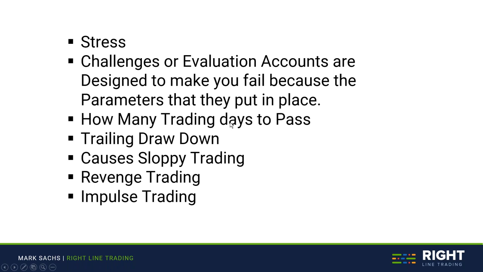Like how many trading days to pass, the trailing drawdown. All this causes sloppy trading, revenge trading, impulse trading. It's like this. If you sign up for an evaluation from whatever prop firm you're using, you pay for 30 days, and then you have to pay every 30 days until you pass. So what happens is, people do good and they're like, well, I only need to make $1,000 before I have to renew my subscription. I really don't want to renew my subscription.